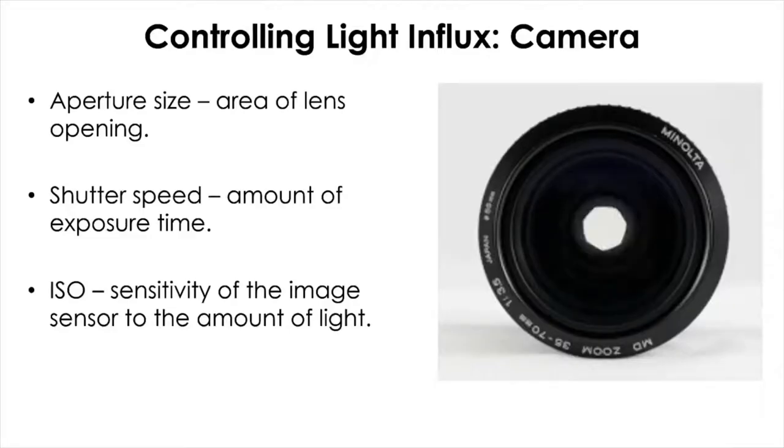The way in which we adjust the light influx is somewhat similar to how a camera adjusts the level of exposure. In photography, the level of exposure will determine how light or dark an image will appear when captured by the camera. The amount of light influx to the camera can be adjusted by the combination of three settings listed here. The aperture determines the area of incoming light, whereas shutter speed determines the duration of light influx. And finally, ISO determines the sensitivity of the sensor given the amount of light.